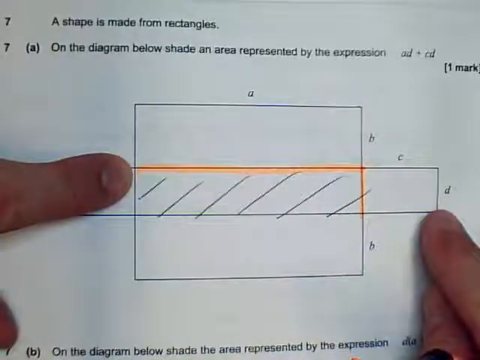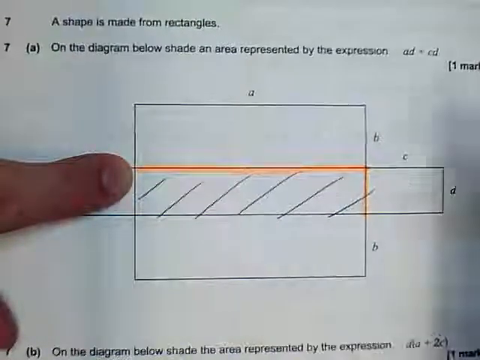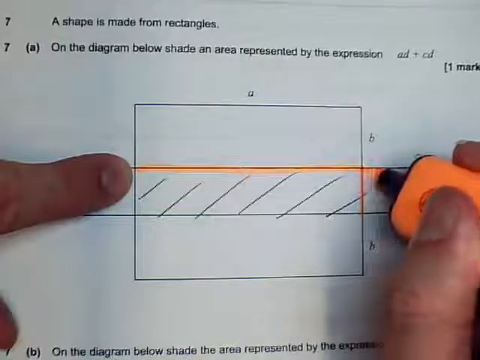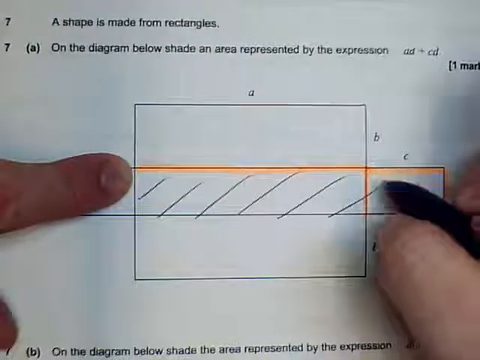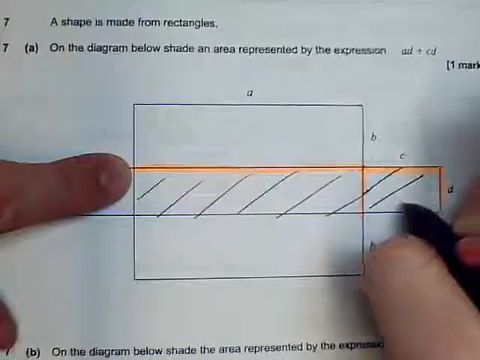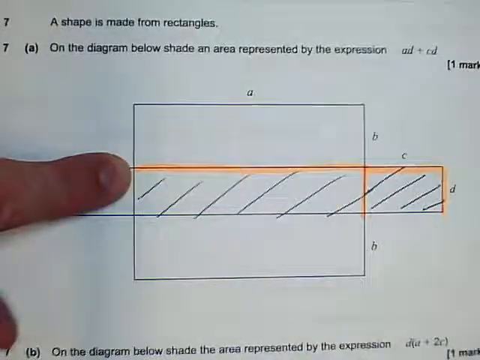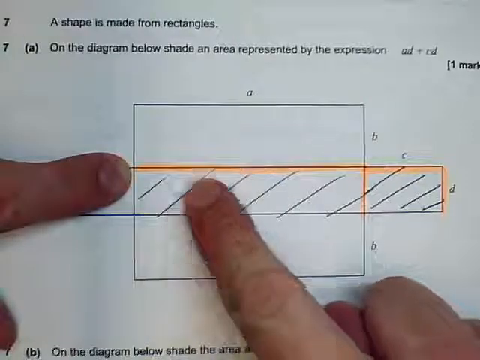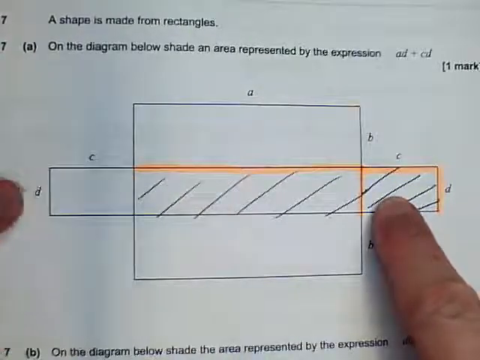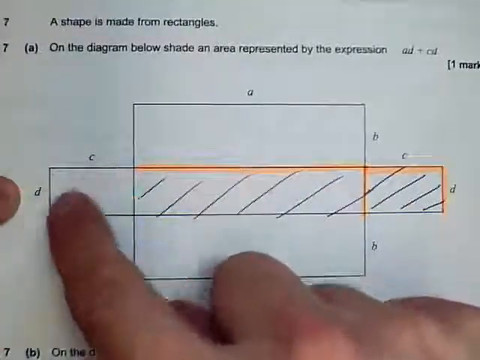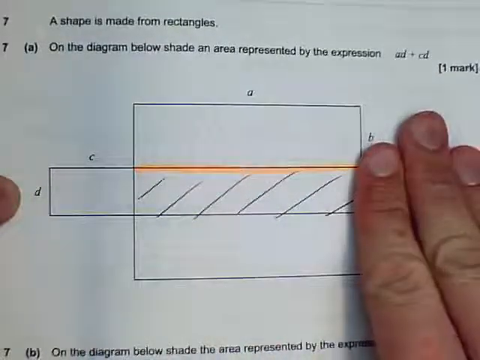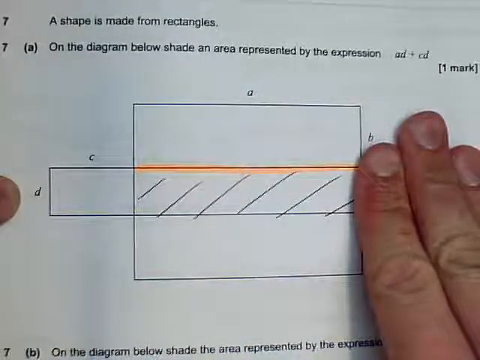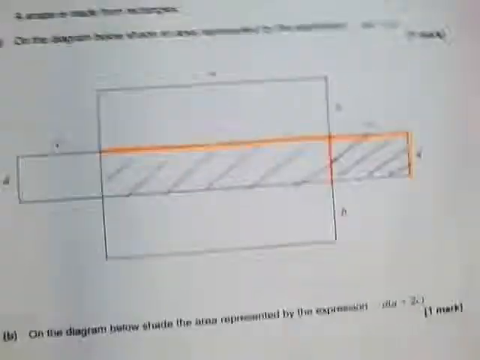It then says plus CD. So again, that's my D, that's C. So CD is that times that. And because we're adding it, we're just going to shade this region as well. Okay, so as long as you showed that and that, you get a mark. You may have noticed that this is also CD, so you might have shaded that and not shaded the right hand side. That would have given the mark as well.